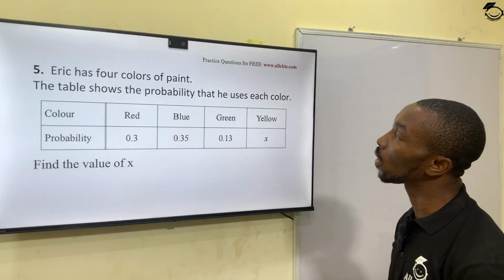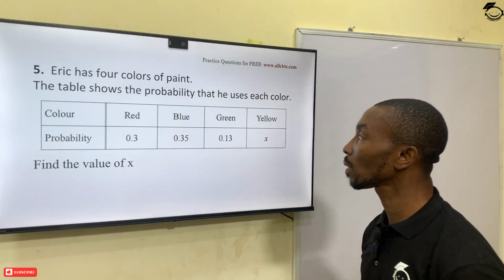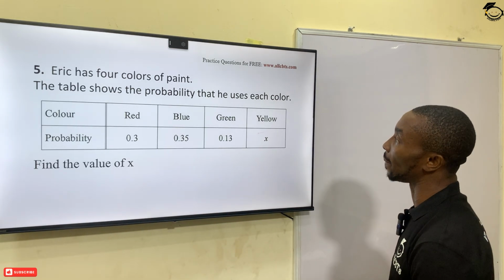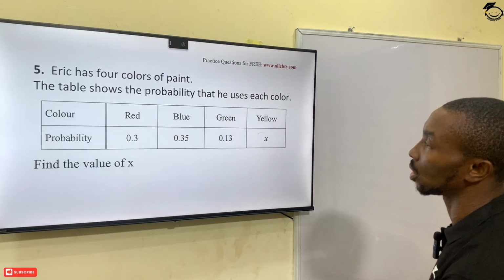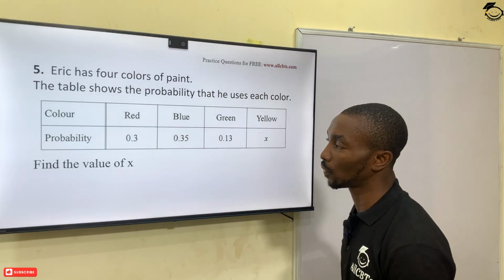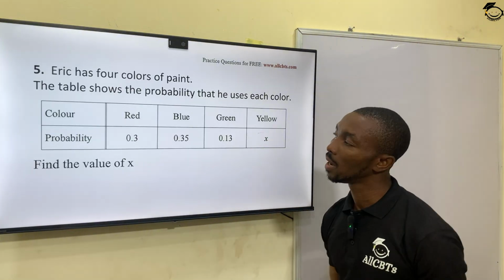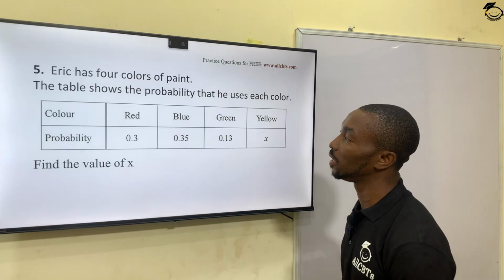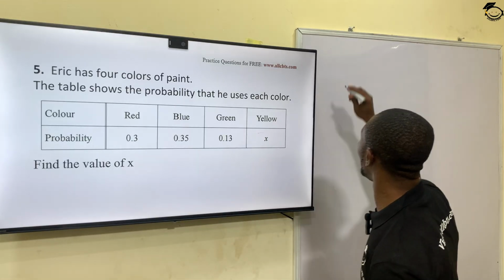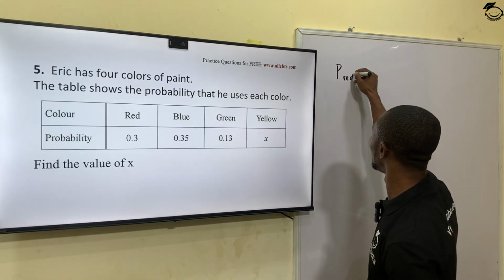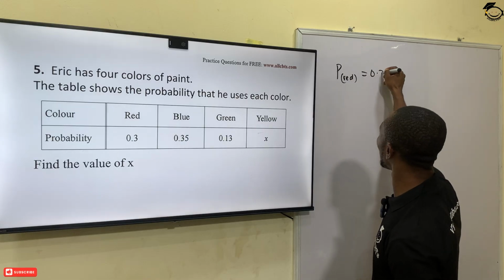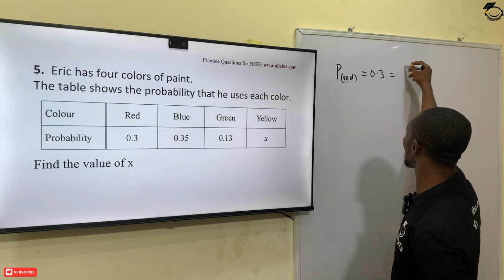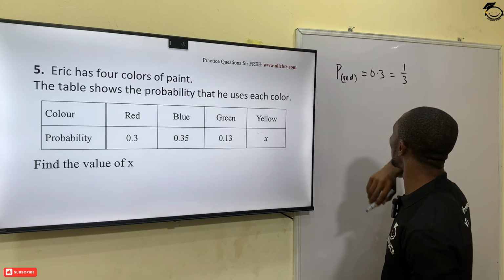Eric has 4 colors of paint. The table shows the probability that he uses each color. Now, our question is to find the value of X, and so we're asked to find the probability that he uses a yellow color. Now, the probability for red is 0.3. That is something like 1 over 3.